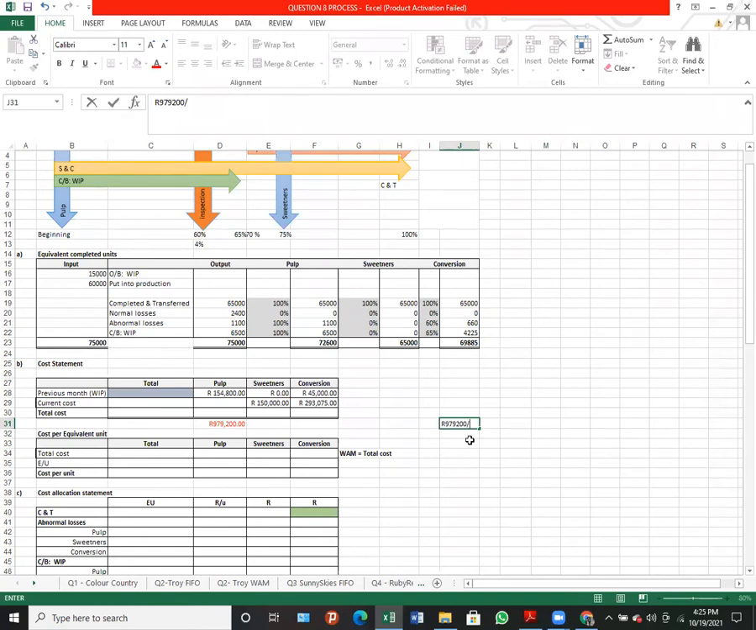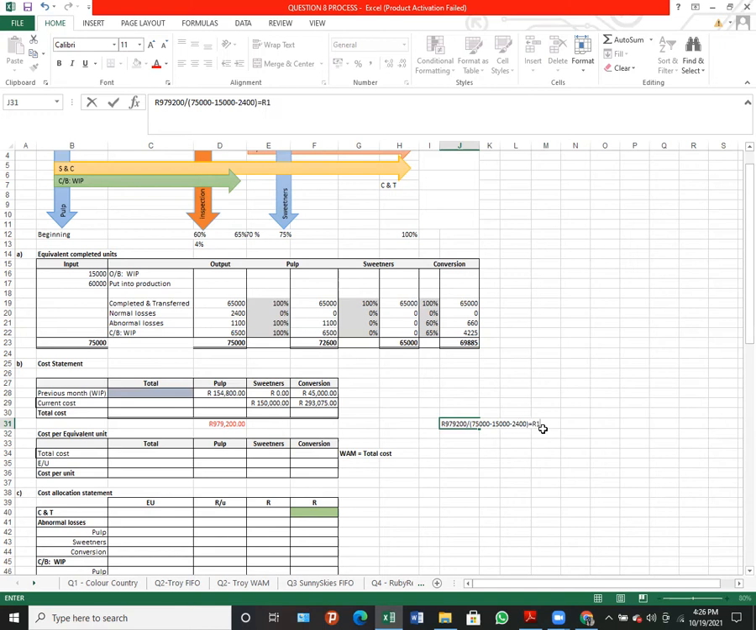Divided by, I'm going to say guys, 75,000 units, liters, minus guys, my what? My opening, minus what? Loss. If I do this, I will get 17. I will get 17 rand.